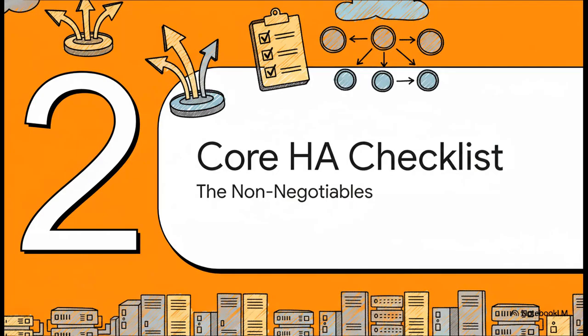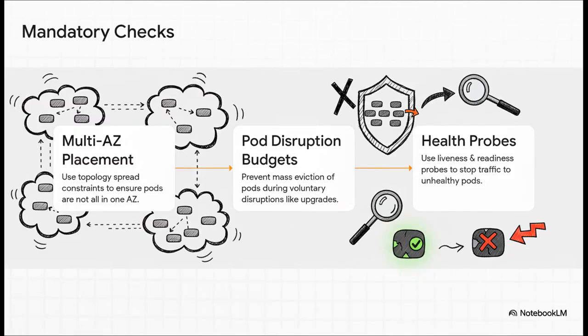Okay, so we've got the layers. Now let's get super practical with a core HA checklist. Think of these as the absolute must-do non-negotiables. If you're not doing these things, you're just not running a highly available application. Simple as that. First, you have to enforce multi-AZ placement for your pods, using things like topology spread constraints.